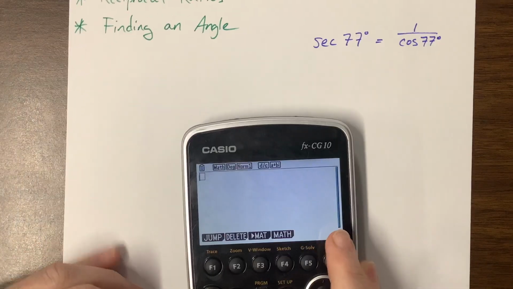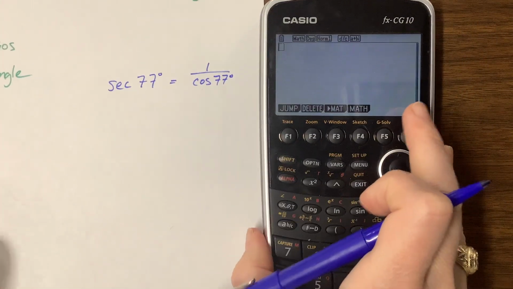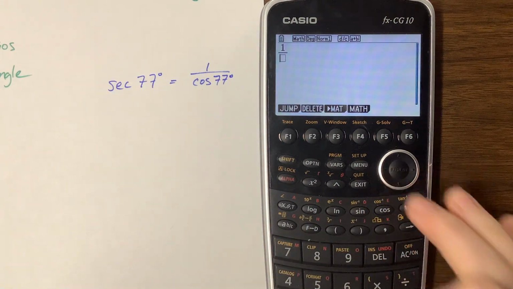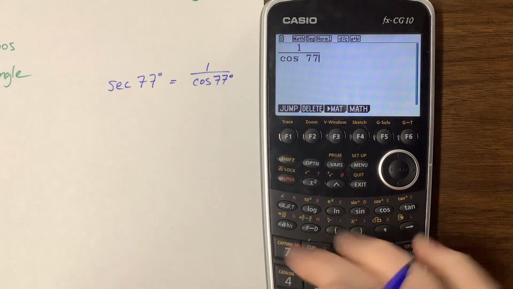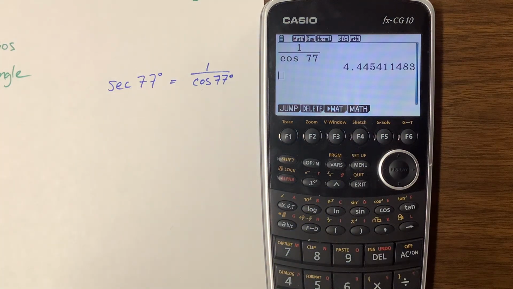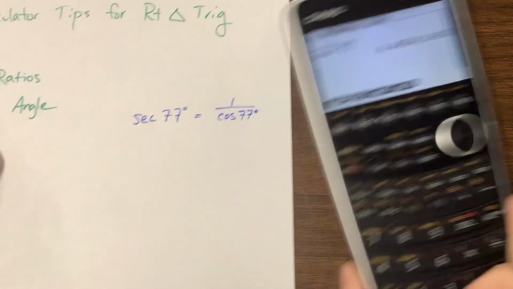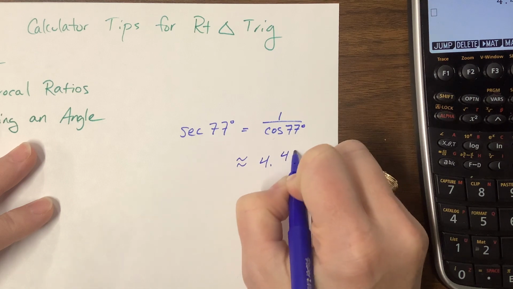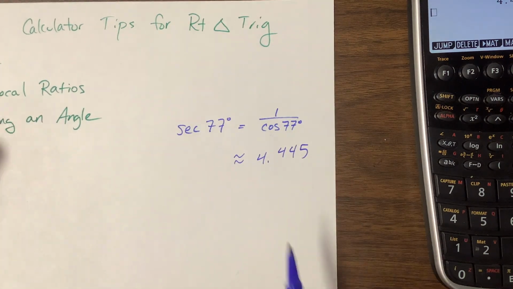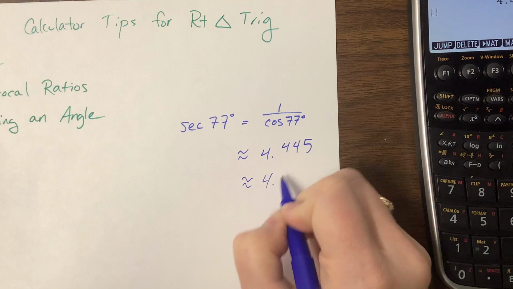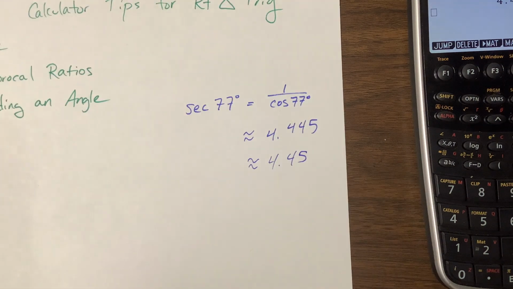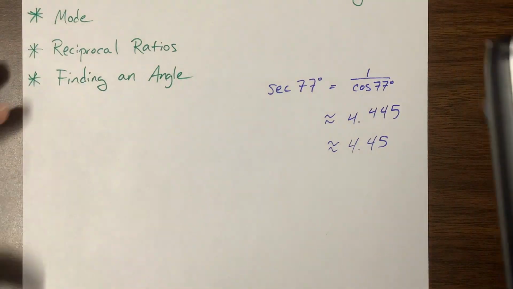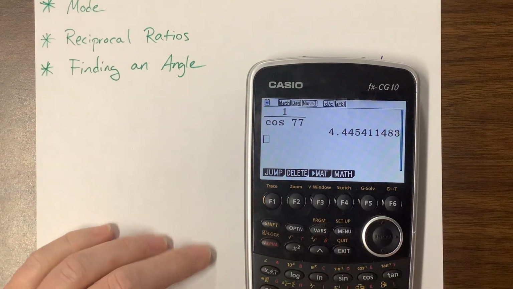So what I would need to do is, I like this fraction button right here. And then I can say 1 over, and then it's cosine of 77, verify that I'm in degrees, sure enough. And so now I know that secant of 77 is approximately 4.445. IB typically likes 3 sig figs, so maybe we should have said 4.45. In PreCal, we often do 3 decimal places, so we just kind of mixed up. So that's how you use the reciprocal.